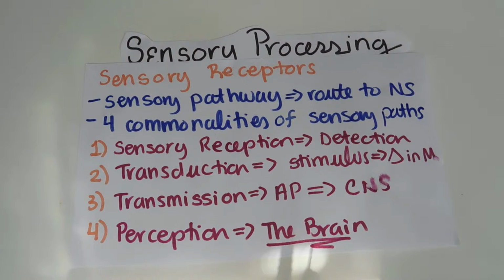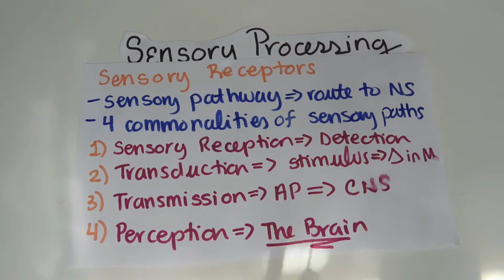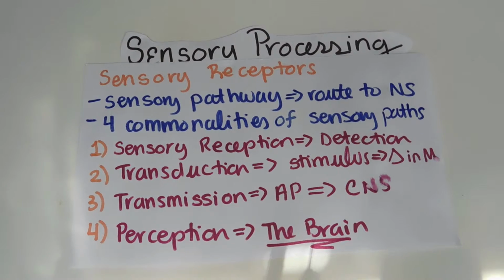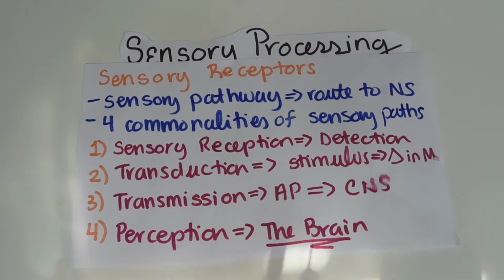And the first is sensory reception. So sensory receptors or reception is basically just the detection of a stimulus by these sensory cells that act as sensory receptors. And sensory cells could be specialized neurons, they could be epithelial cells. It all depends on what sensory pathway we're talking about. But these are basically just going to pick up on that stimuli.